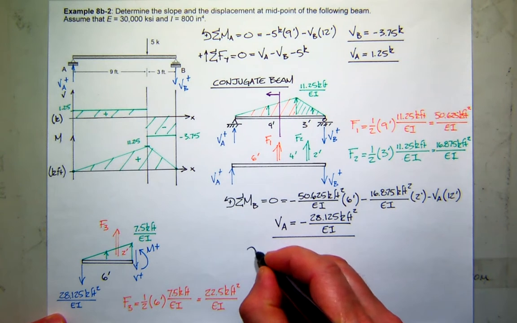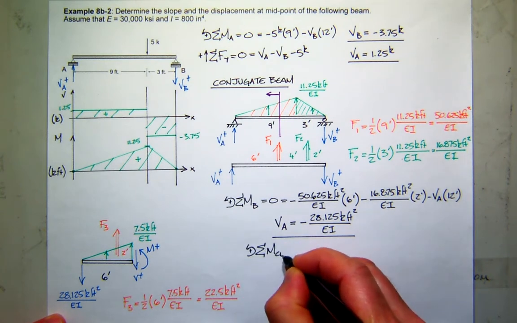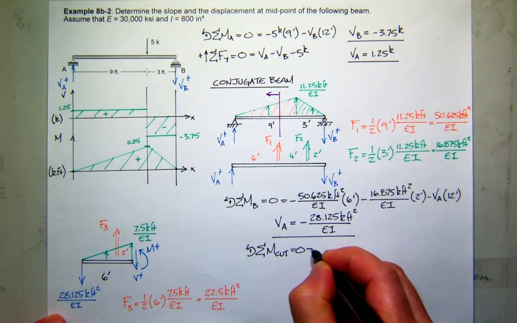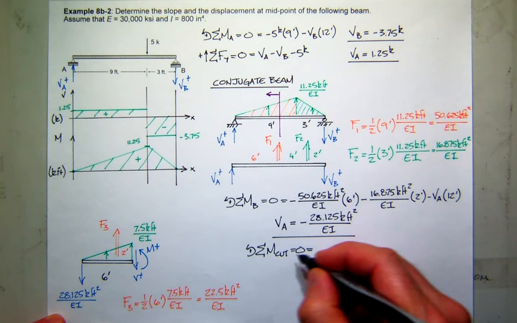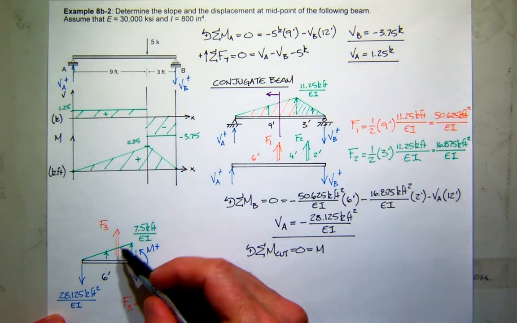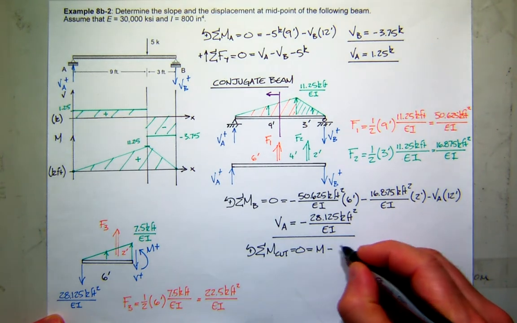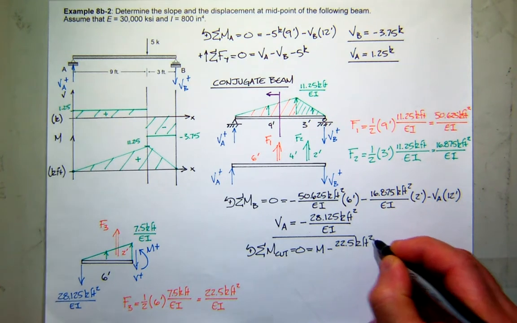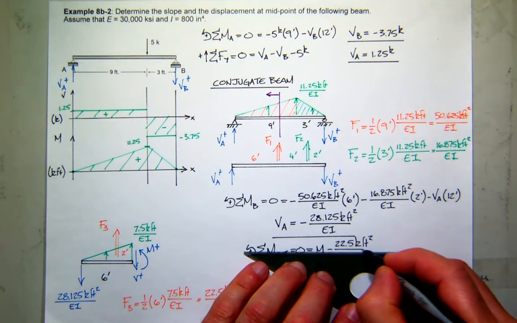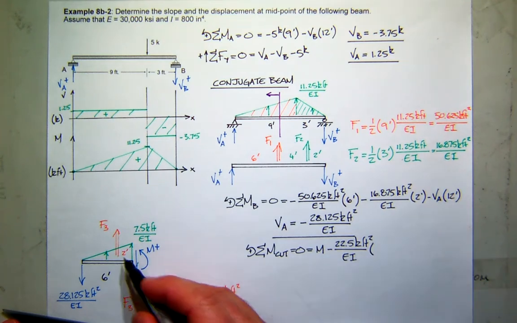So we will sum moments at the cut. That's here. So we'll start with the internal moment. In my sign convention, that's a positive moment. The moment about the cut due to F3 is positive or negative? Negative. So F3 is 22.5 kip feet squared divided by EI. That's the force. And what was the moment arm? 2 feet.